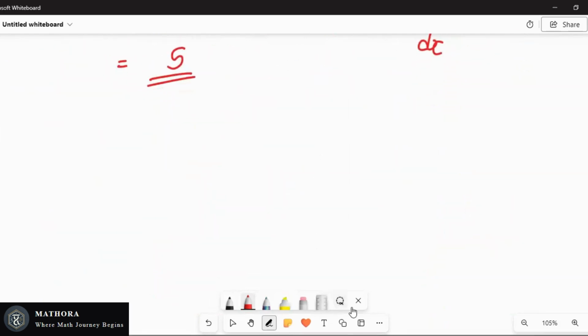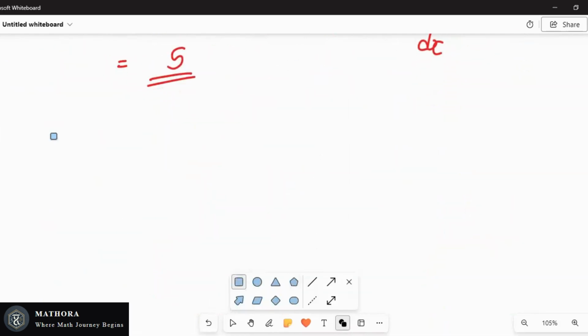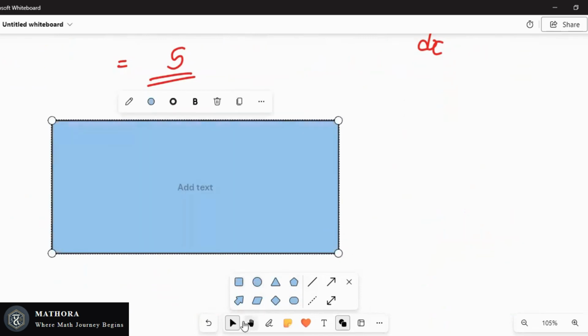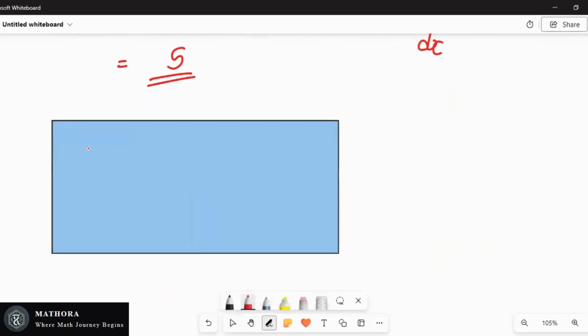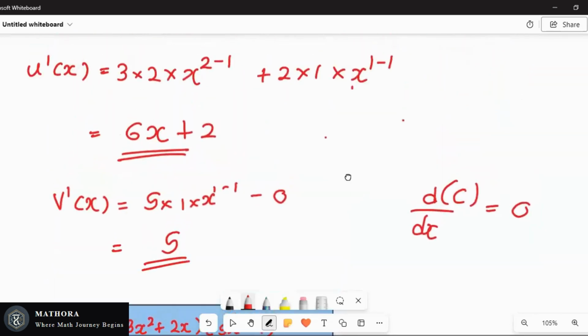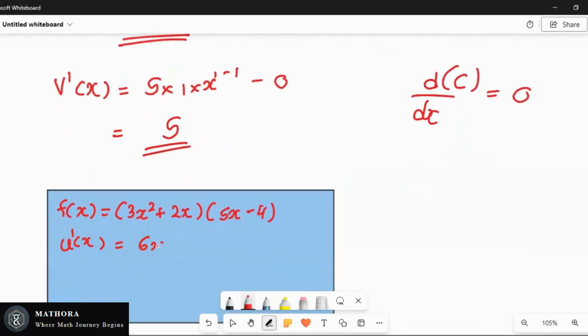Okay, let me draw a box. Okay, and our formula is f(x) equals 3x to the power of 2 plus 2x, times 5x minus 4, and u'(x) equals 6x plus 2, and v'(x) equals simply 5.